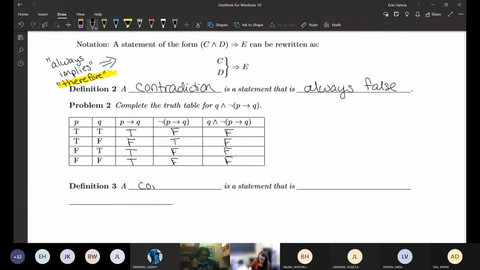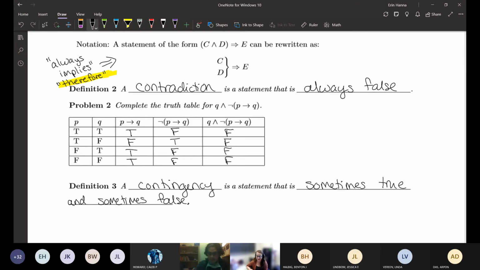And then a contingency is a statement that is sometimes true and sometimes false. So most things are contingencies. Well, maybe. More things are contingencies than they are contradictions, I believe. Sounded like an axiom.